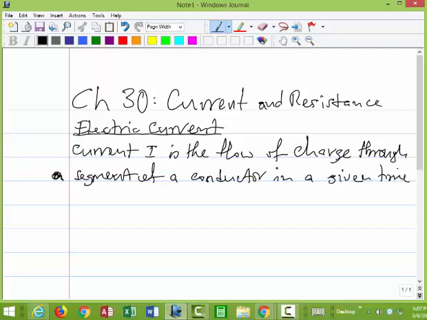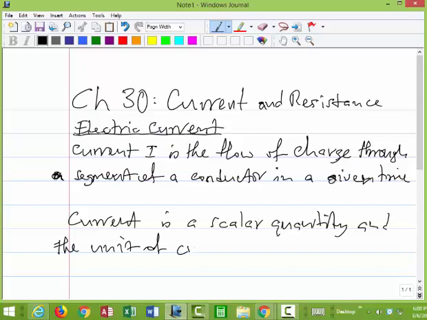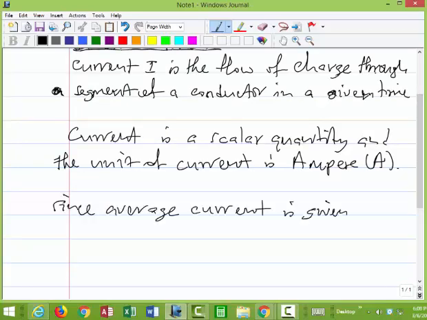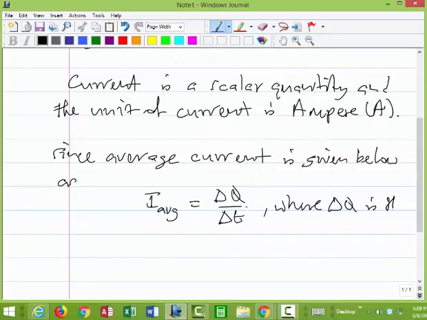We can say that this current flows through a certain surface of a conductor which is perpendicular to the flow of the current. Current is a scalar quantity and the unit of current is ampere. Average current is given as I average equals delta Q over delta T, where delta Q is the total charge flow and delta T is time.